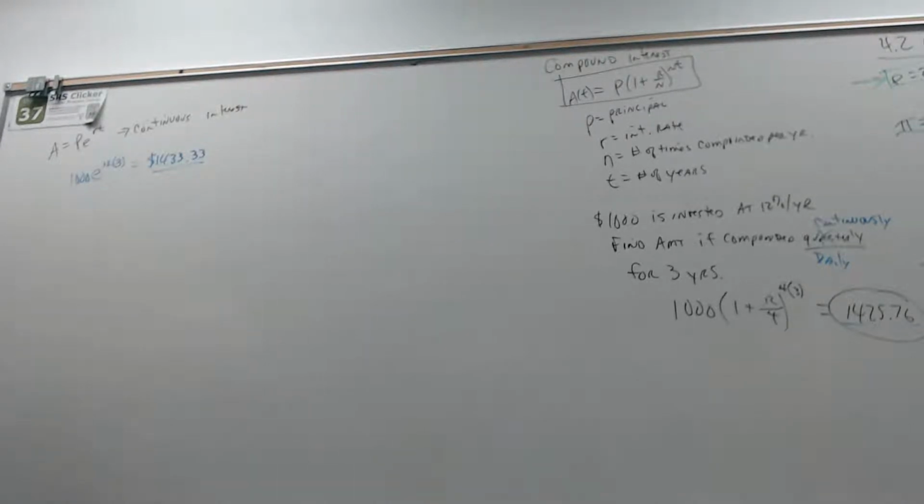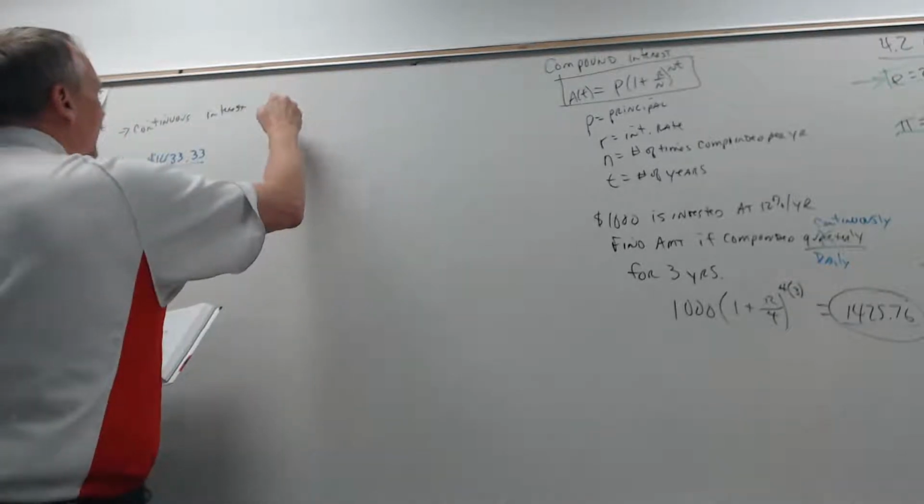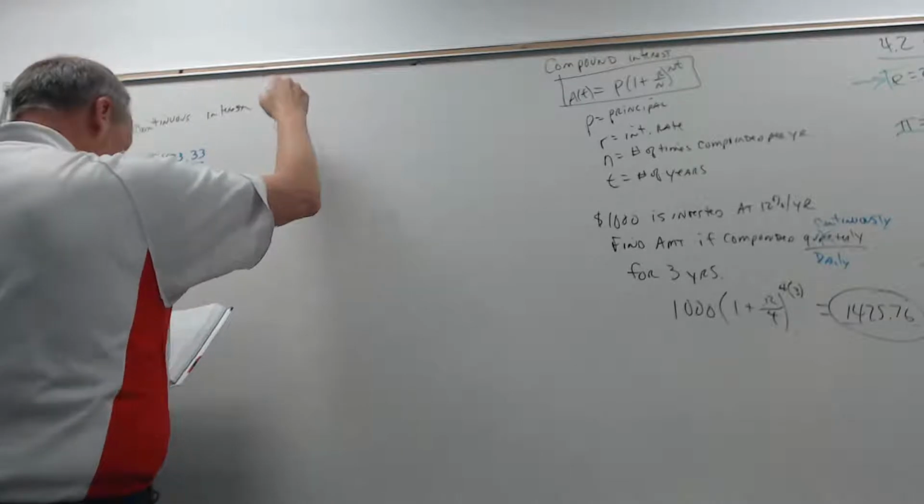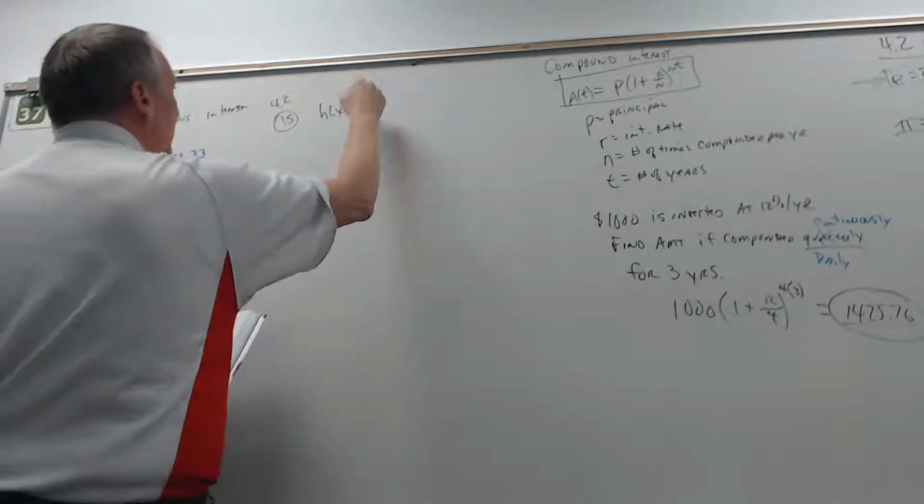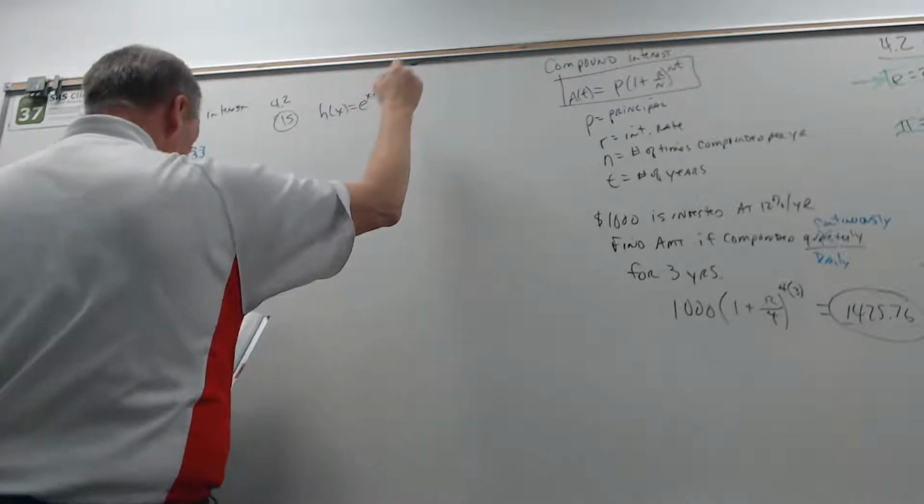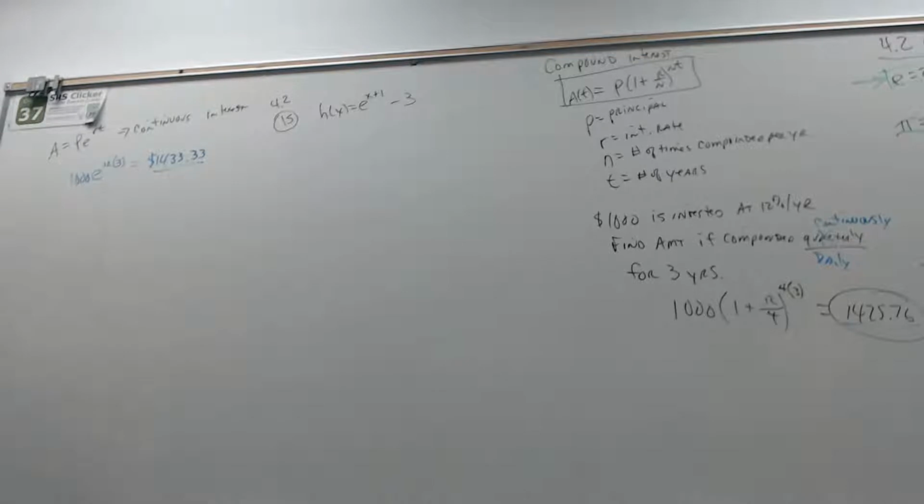Here, let's just do this one really quick. I shouldn't do that one. Oh, this is one I didn't assign. This is a good one. Let's just make sure how good you guys are. This is problem number 15 in 4.2. h of x equals e to the x plus 1, minus 3. Got that? Okay?